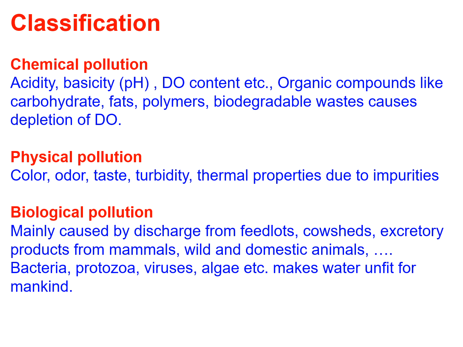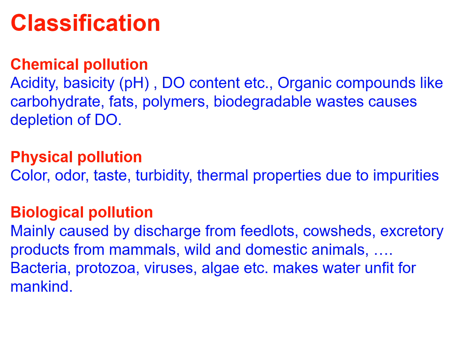We have different kinds of water pollution. Some come from chemicals, so they are called chemical pollution. Some are physical pollution, and some are from biological issues. Chemical pollution includes acidity, basicity, or the dissolved oxygen content. Organic compounds like carbohydrates, fats, polymers and biodegradable waste cause the depletion of dissolved oxygen. So the dissolved oxygen in the water will be very, very low.